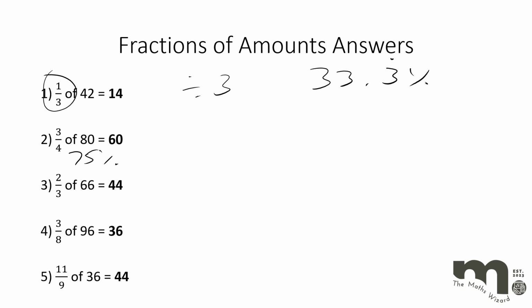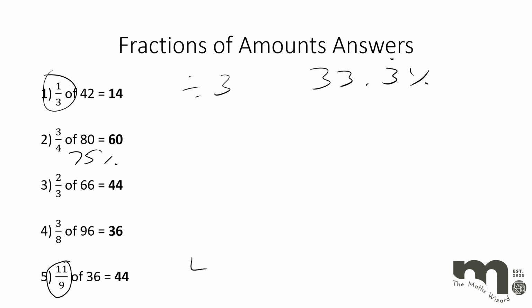And if we look at this bottom one, you'll notice here we've got what's known as an improper fraction. You might also have heard this referred to as a top-heavy fraction. This is a fraction where the top number is higher than the bottom. So we've got more than one whole one here.